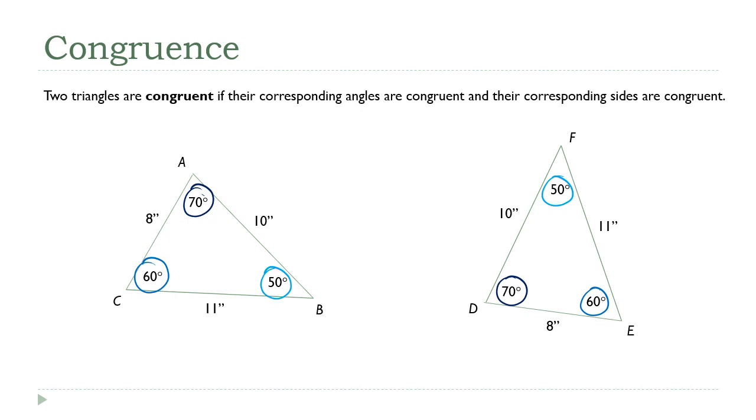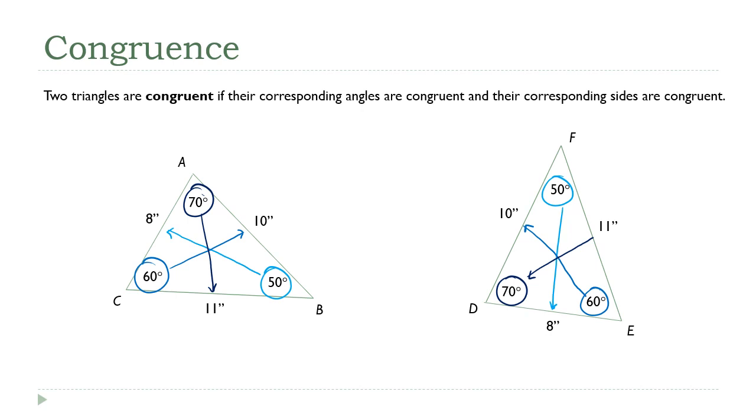The sides opposite the 50-degree angles have to match, and they do. The sides opposite the 60-degree angles have to match, and they do. And finally, the sides opposite the 70-degree angles have to match, and they do. Right, so there's my correspondence. I kind of made it up as I was going along based on what I'm seeing in the diagram. And because I have this relationship between the sides and the angles, I can say that these two triangles are congruent.